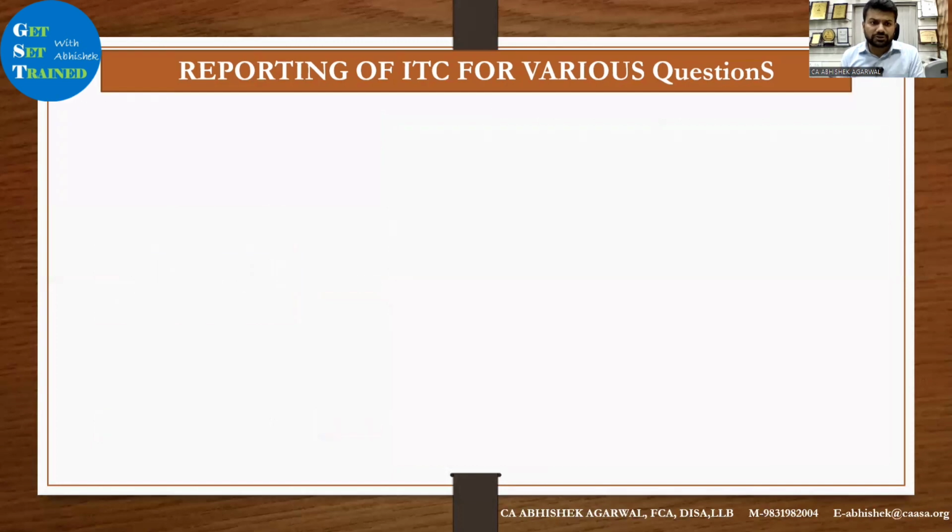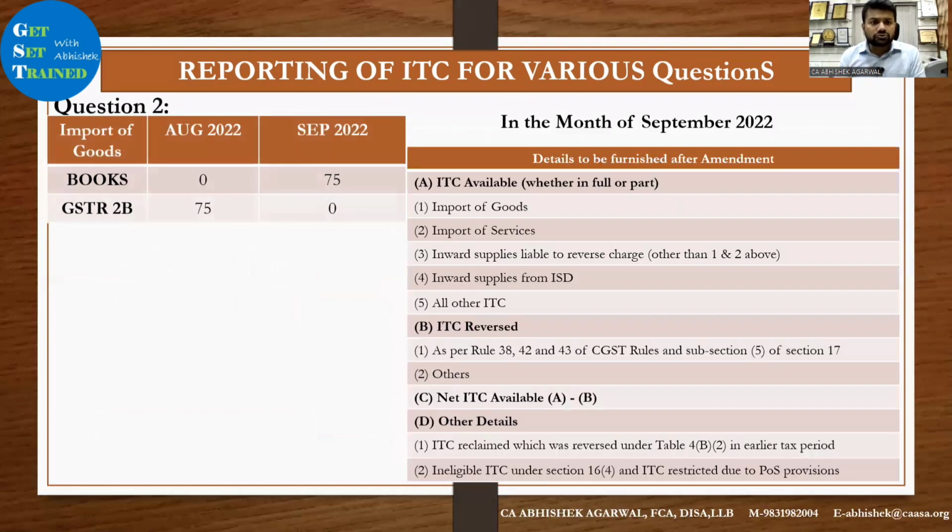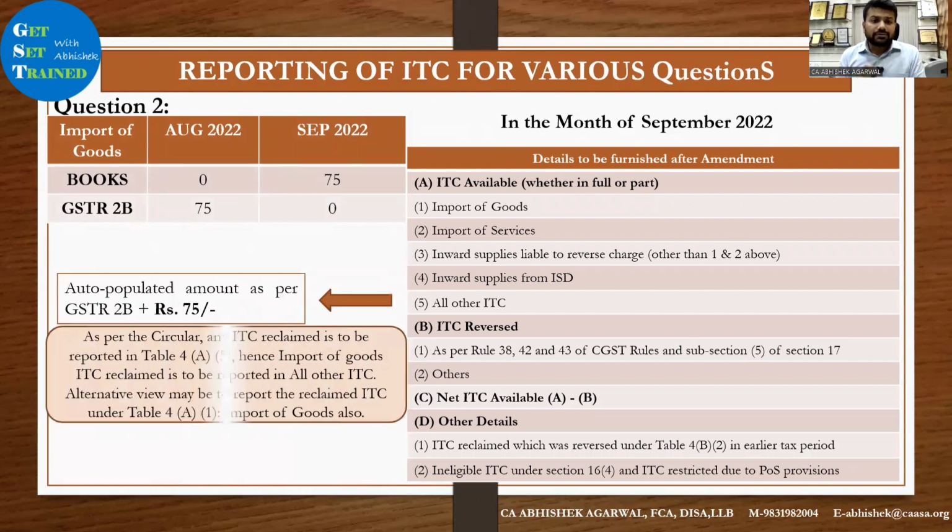Let's move to the second question. What if import of goods is disclosed in the same fashion? Friends, as answered in question 1, import of goods will be reported in the same way, but the circular is using the words all other ITC. So in the month of September also, you will add back the 75 rupees in all other ITC.